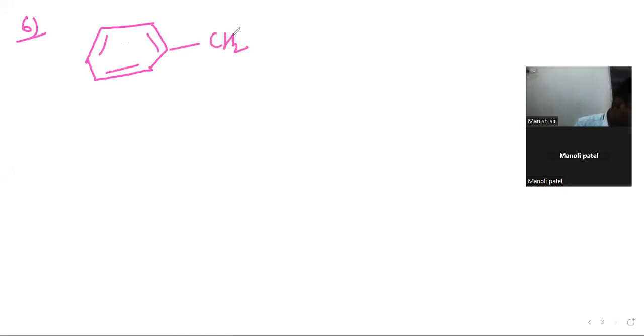Now look at question number 6. So a benzene compound is there with 6 carbon atoms with alternate pi bonds, right? So it is a CH2 free radical. This is your free radical. When one dot means one electron is there. So this is called a free radical. It is an aromatic compound.